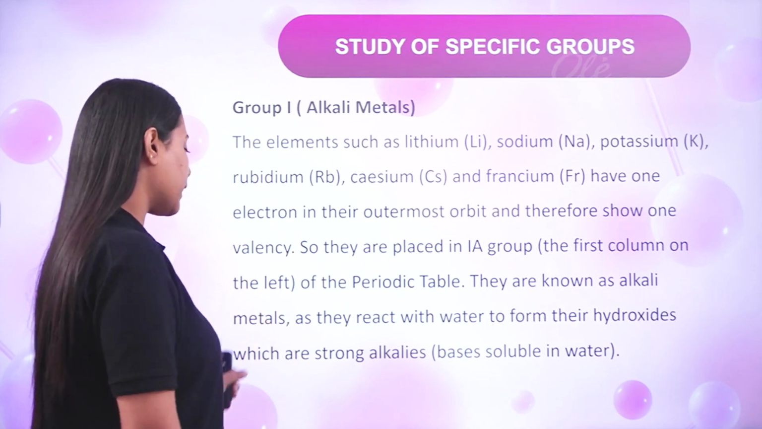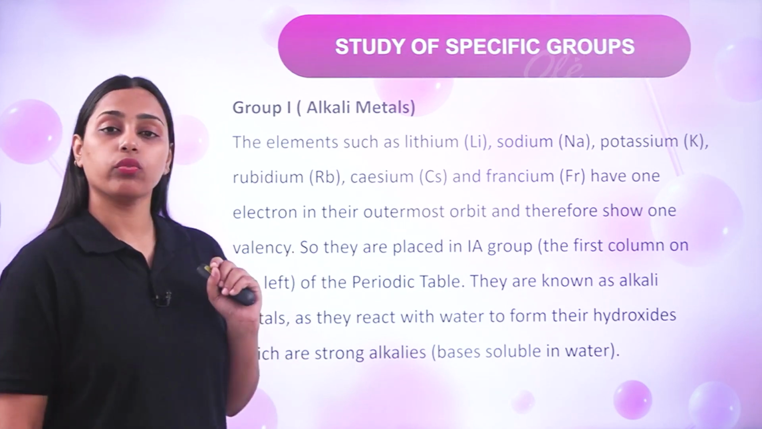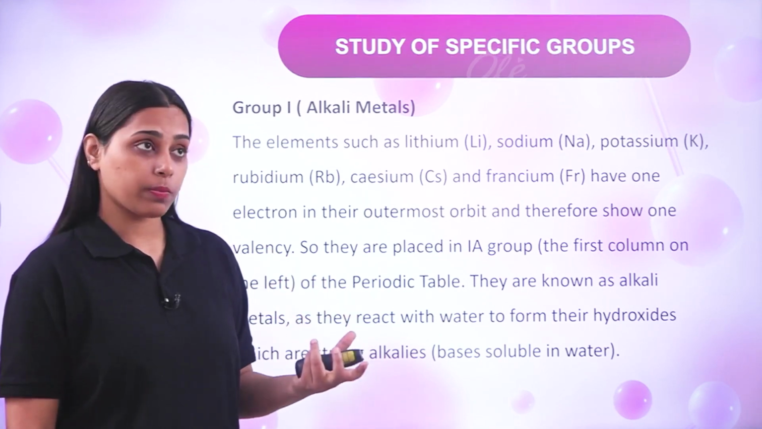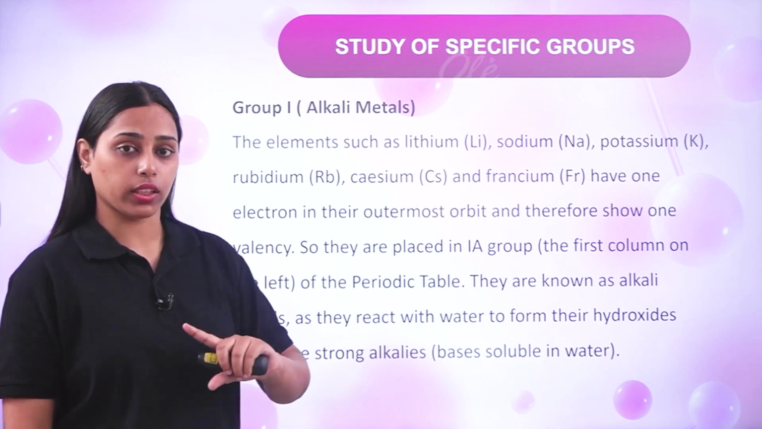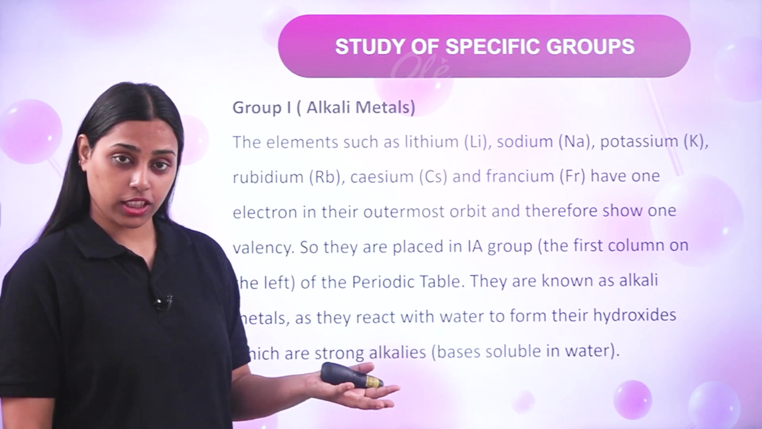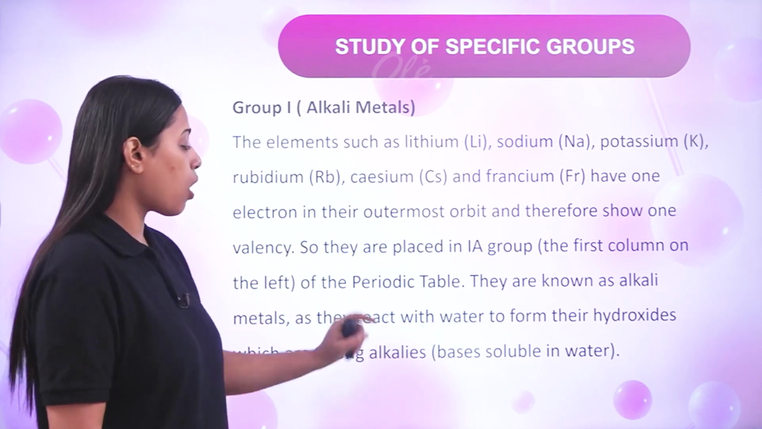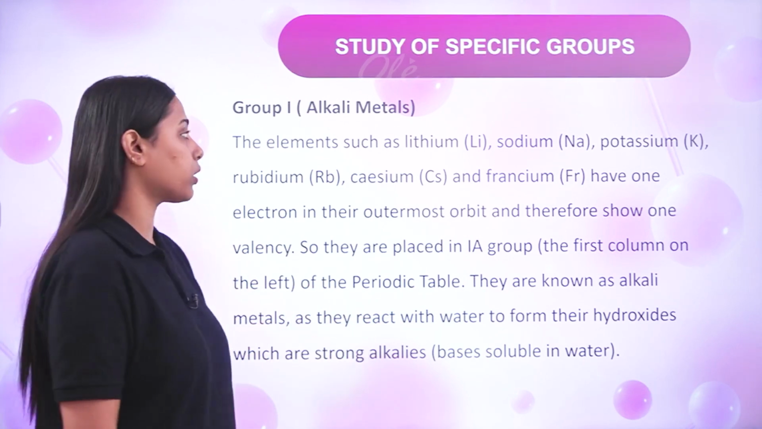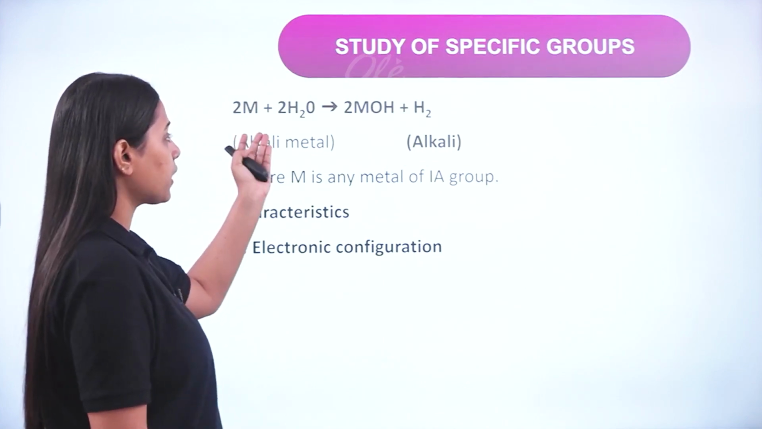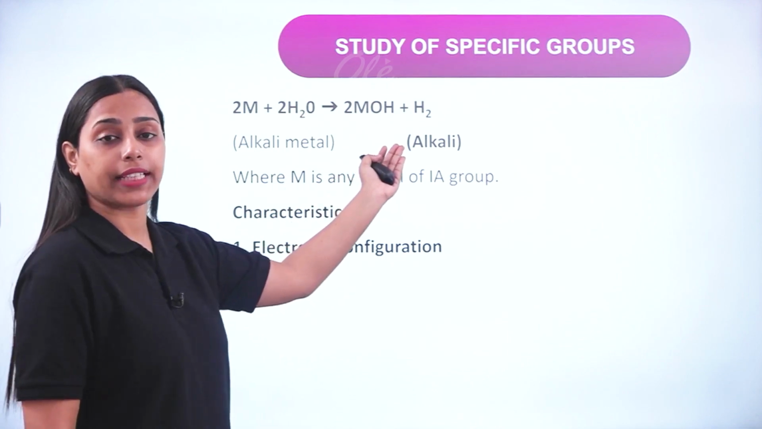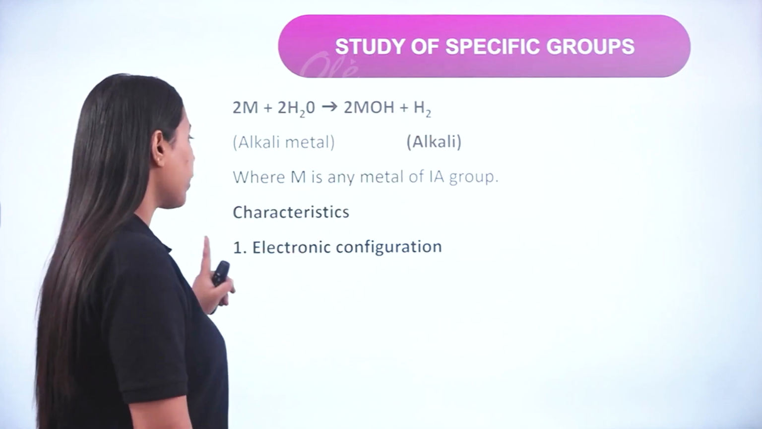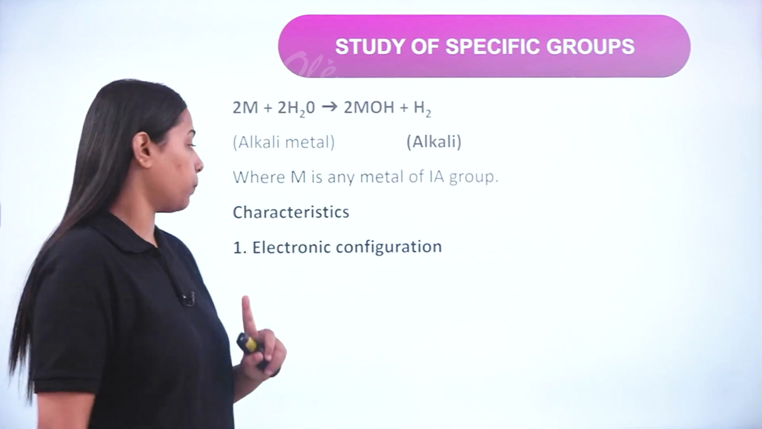They are known as alkali metals as they react with water to form hydroxides, that is bases, and those bases which are capable of dissolving in water are termed as alkali. So that is why they are considered as basic in nature also. They form strong alkalis, bases soluble in water. For example, according to this reaction, a metal when reacts with water will form a hydroxide MOH plus hydrogen gas is liberated, where M is any metal of 1A group.